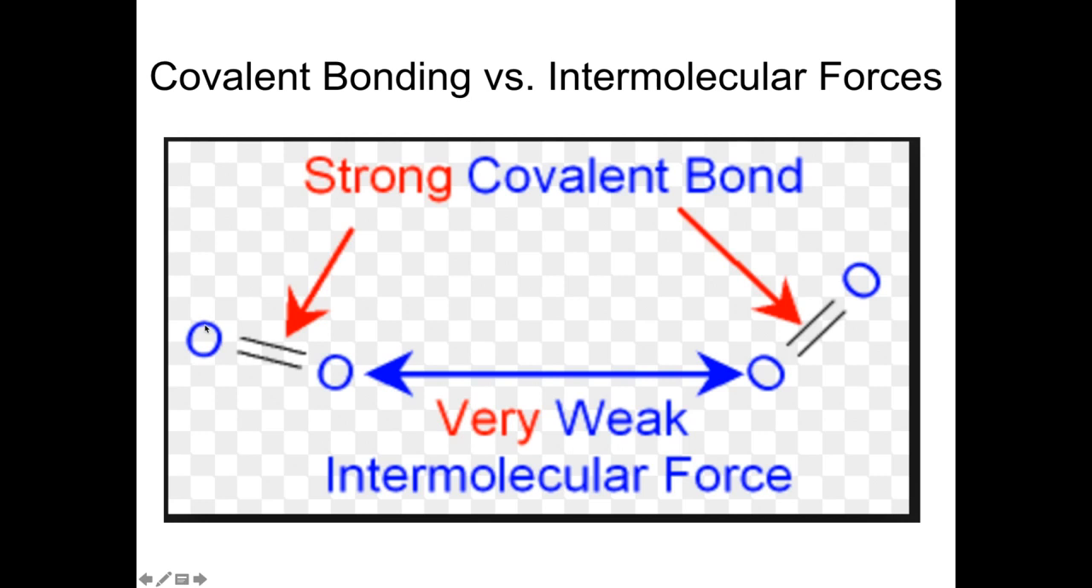Another example to show this is with oxygen. So oxygen is always diatomic, it's double bonded together, and so you can see the double bond between these. This is a very strong covalent intramolecular force. This is the weak intermolecular force for that to work and operate.